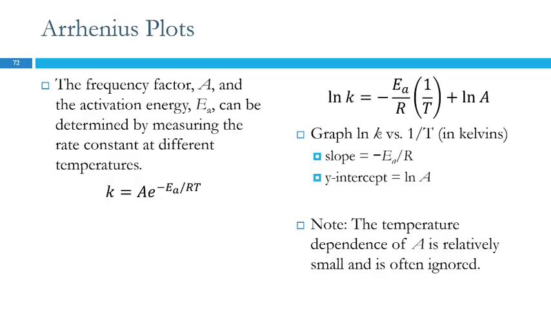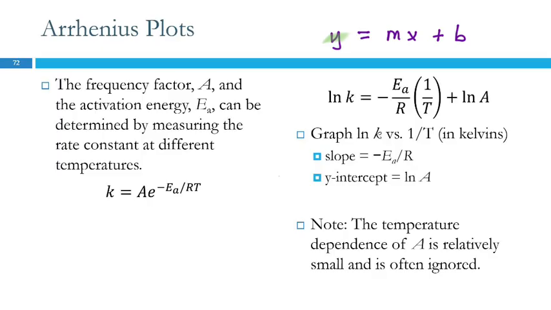So we can make Arrhenius plots of data. So the frequency factor A and the activation energy EA, how can we figure out what they are? Here we have the Arrhenius equation. What we can do is measure the rate constant at different temperatures, and we can rearrange this equation into a linear form. There's just going to be a lot of y equals mx plus b in this class. Y equals mx plus b.